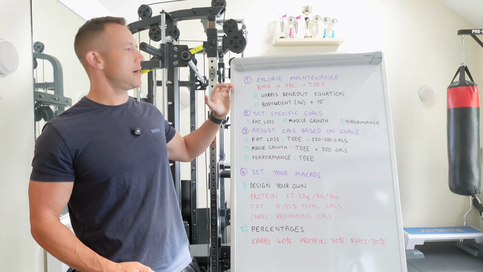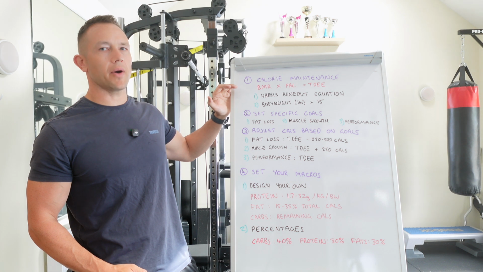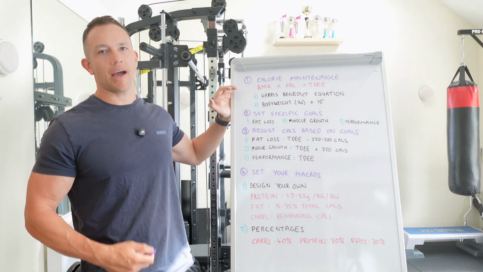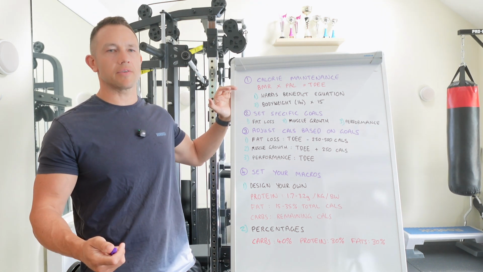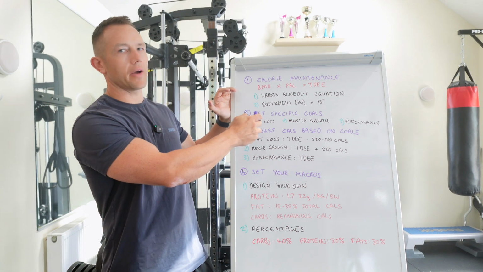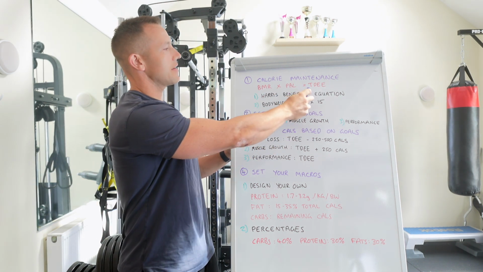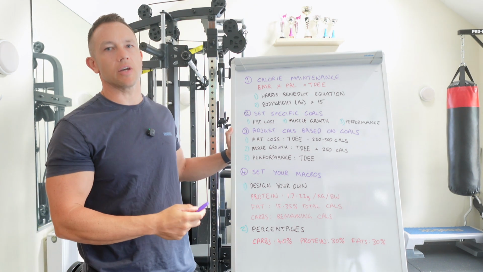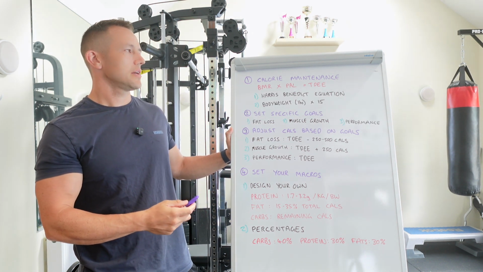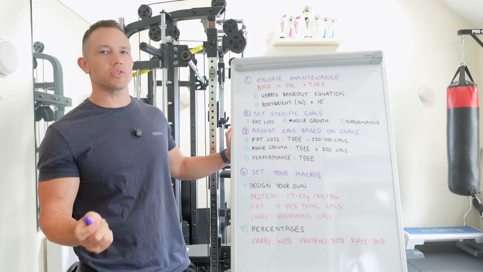Now, to get this number, we need to take your BMR, which is your basal metabolic rate, how many calories you will burn at complete rest every day. We need to multiply it by your physical activity levels, your PAL, and that will give us our total daily energy expenditure, okay, your TDEE. Now, there's two options of how you can do this.